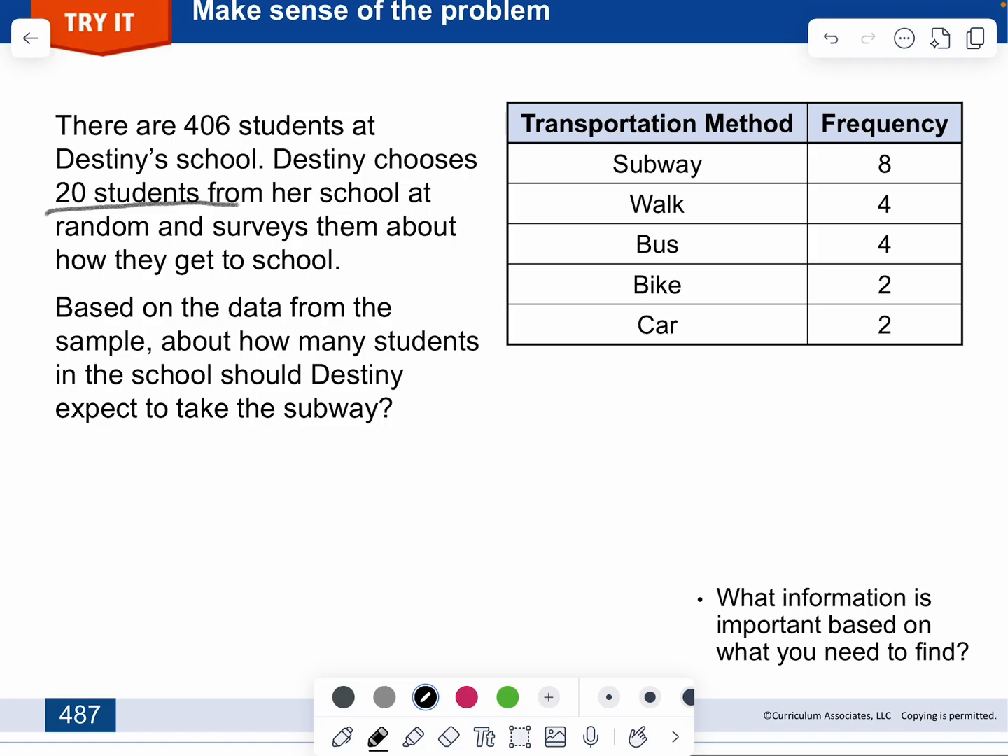20. How many took the subway? 8. So we could do this several different ways. We could do it as a proportion, or since we've just finished working with percents, we could do it as a percent. What percent is 8 out of 20? I hope that you get 40%.